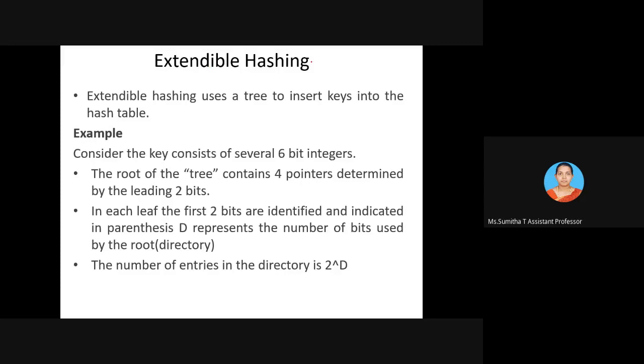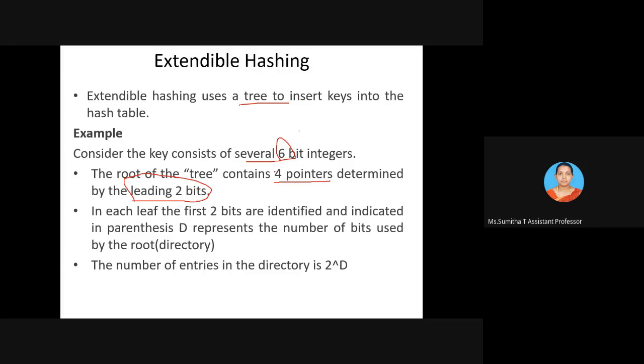It is like a tree to insert keys into the hash table. Here they are taking a 6-bit integer. That means, for example, element 4 has to be represented as 000100. This is the way we represent it here. The root of the tree contains 4 pointers determined by the leading 2 bits, the least significant bits.